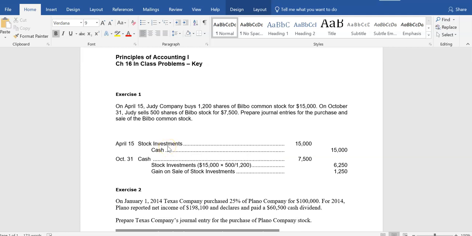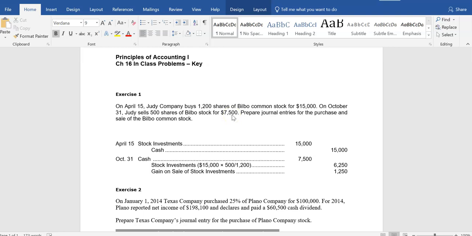All right, chapter 16. In this chapter, we are looking at investments that corporations make in other corporations. So, the accounting for investments. On April 15th, Judy Company buys 1,200 shares of stock in another company named Bilbo and buys those shares for $15,000. On October 31st, Judy then sells 500 shares of that Bilbo stock investment for $7,500.